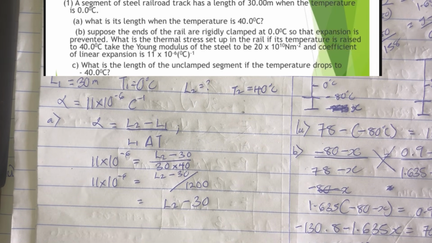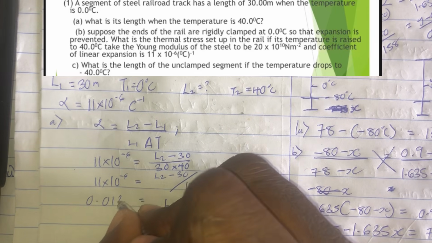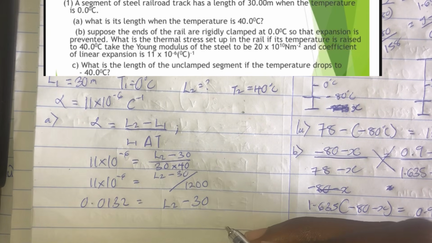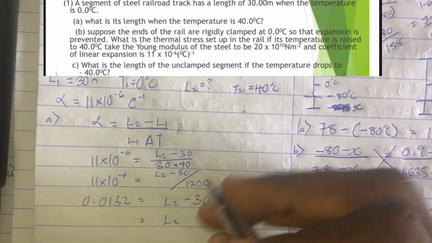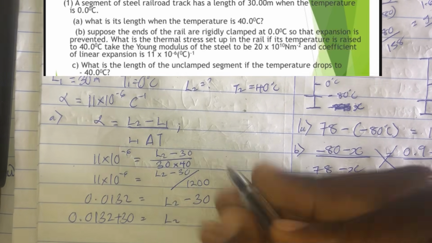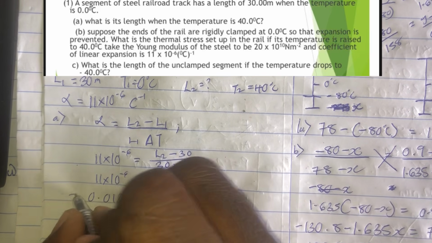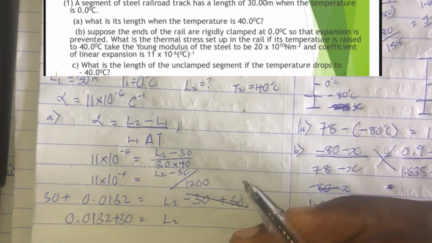Let's cross multiply. That's 11 times 10 raised to the power minus 6 is 1200. That's 0.0132. Then L2, you just have to add 30 to both sides. When you add 30 to both sides, this cancels out. So you just have to add 30 to both sides.